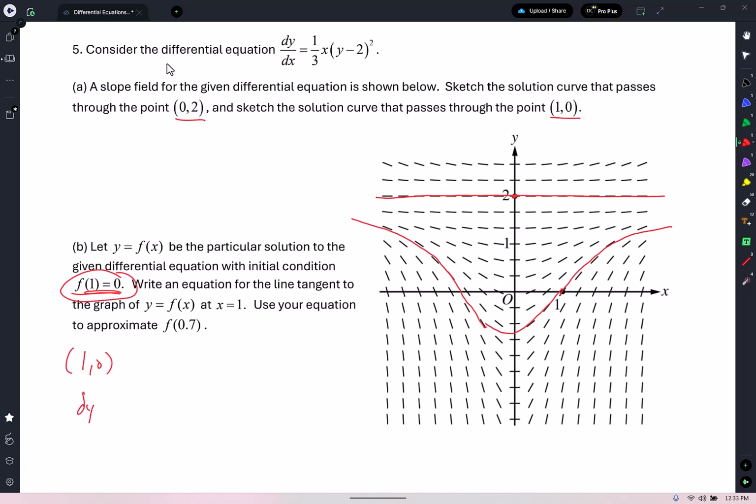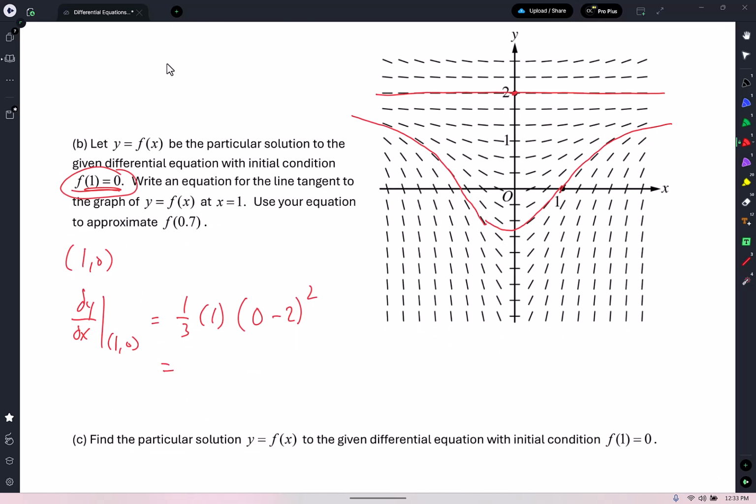So I'm going to go dy/dx evaluated at (1, 0) equals 1/3 times 1 times (0 minus 2) squared. So negative 2 squared is 4, so that's 4 over 3. So there's your dy/dx. All right, guys. And then you're going to go y minus 0 equals 4/3 (x minus 1). And this is the tangent line that I want to use to approximate f of 0.7. So f of 0.7 is approximately 4/3 times (0.7 minus 1), and then plus 0, but there's no reason to do that, right?